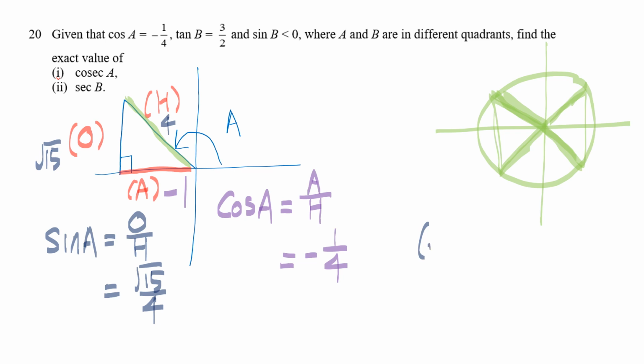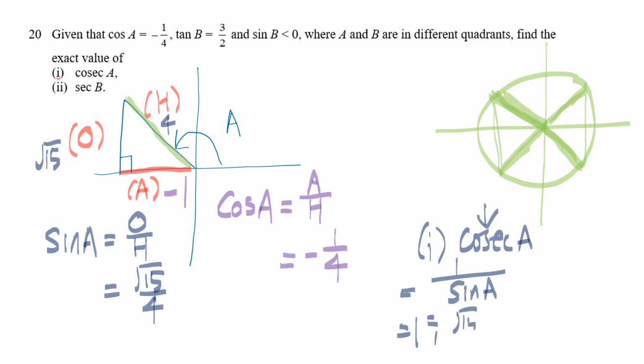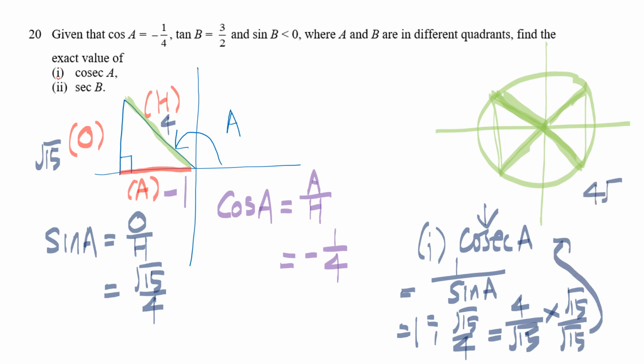Okay, so part 1, to find cosecant A. Alright, look at the third letter. The letter is S, so 1 over sine A. So that is 1 divided by square root 15 over 4. Change the division to multiplication, so it's 4 over square root 15. Rationalize it. So that gives you 4 square root 15 over 15. That's the answer.